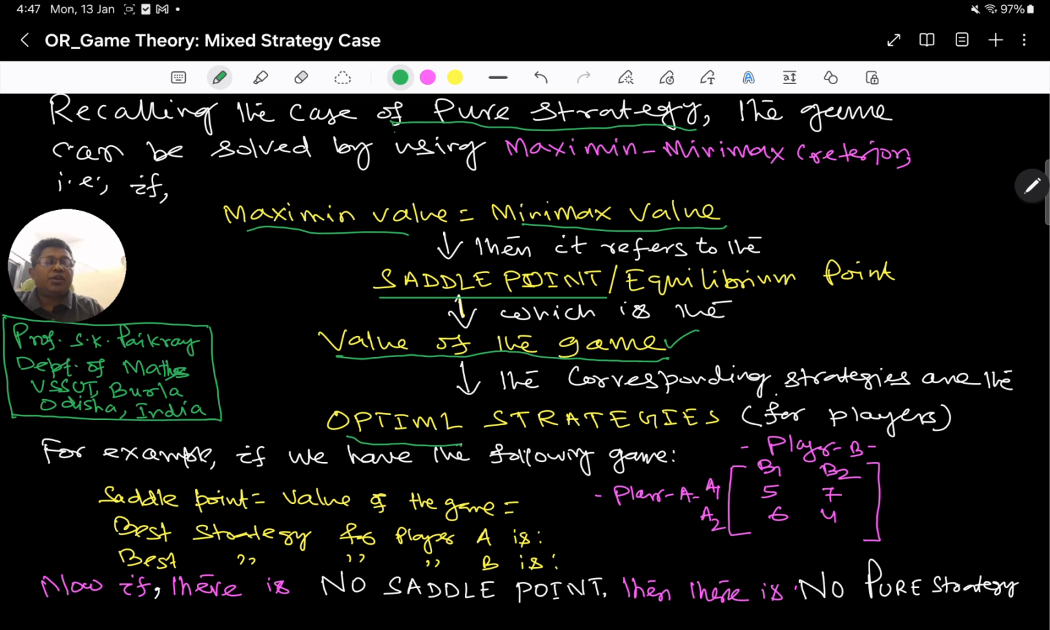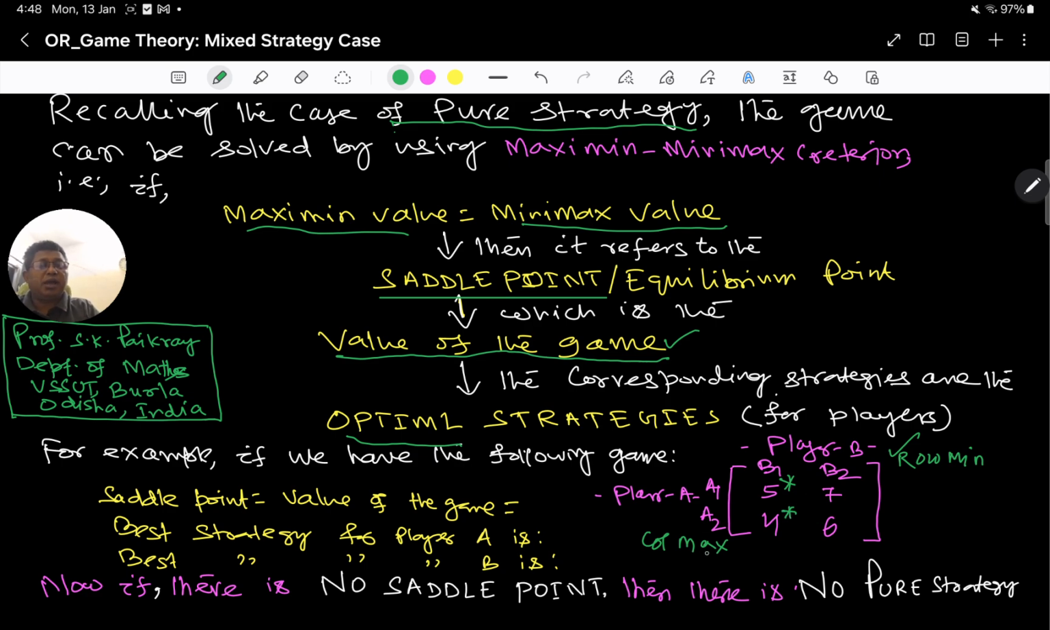For example, suppose you are given a game payoff matrix like this. We find the row minima. Suppose we mark it by star. In this row, the row minima is star. In the second row, the row minima is 4. Then coming to player B, we will find the column maxima. There is a little correction in the question here. So here in the second row, the row minima is 4.